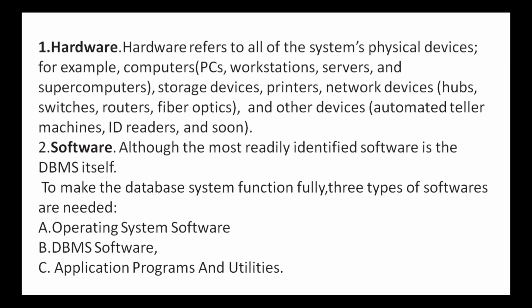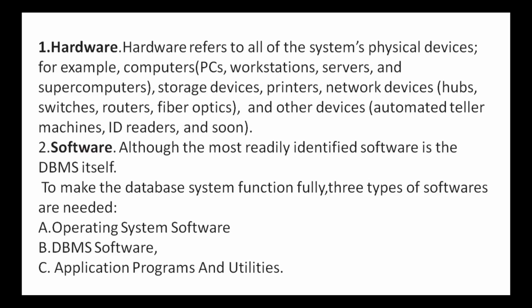The first important component is hardware. Hardware means the physical components in any system that we can see and touch. Like computers, personal computers, workstations, servers and supercomputers, and some storage devices, printers, network devices like hubs, switches, routers, fiber optics, and some other devices like automated teller machines, ID readers, and so on. So many devices are there.